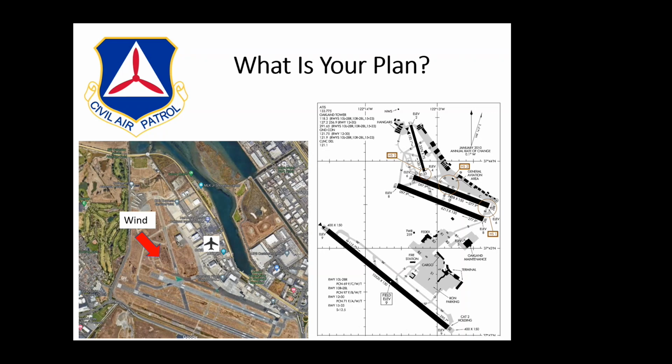I'm not saying that 33 you should never use, but this is part of your risk management and your decision making. There are definitely other practical considerations at Oakland. Like sometimes they close 30, so all the airliners are using 28 right and left. In that case you might just avoid them. But this is part of your pre-flight planning, your briefing with your crew, and your risk management.